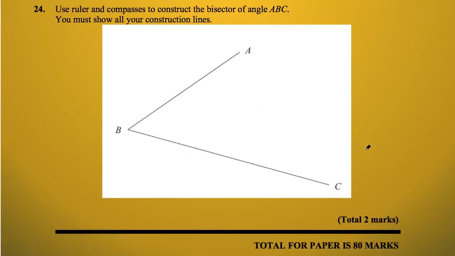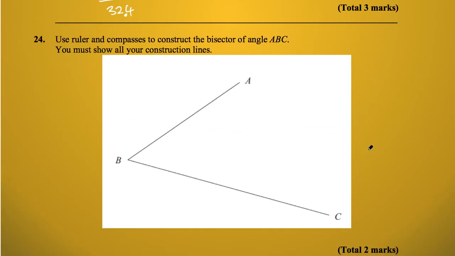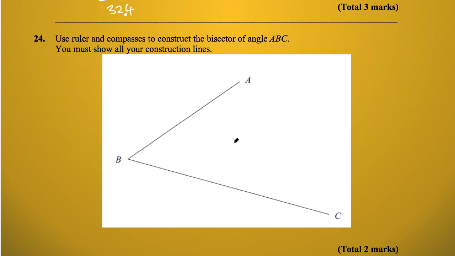Okay, question 24, the final question. It says use ruler and compasses to construct the bisector of angle ABC. Now, angle ABC is the angle at B, always in the middle, between the line AB and the line BC. So it's this angle here. Bisector means cut in half.